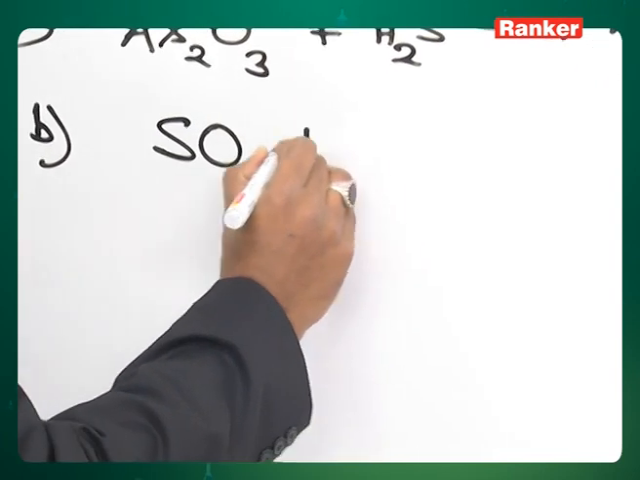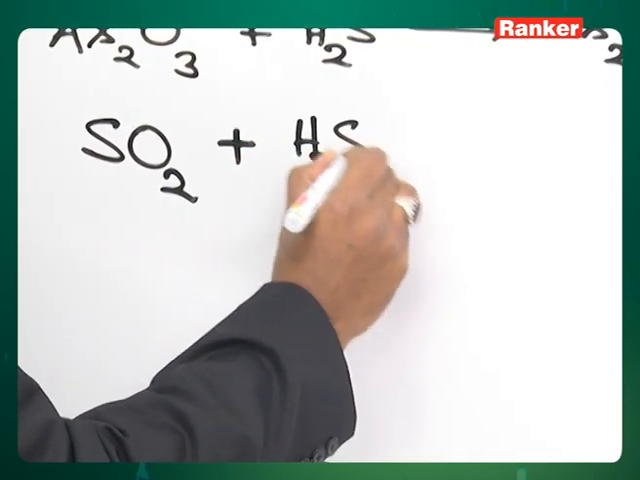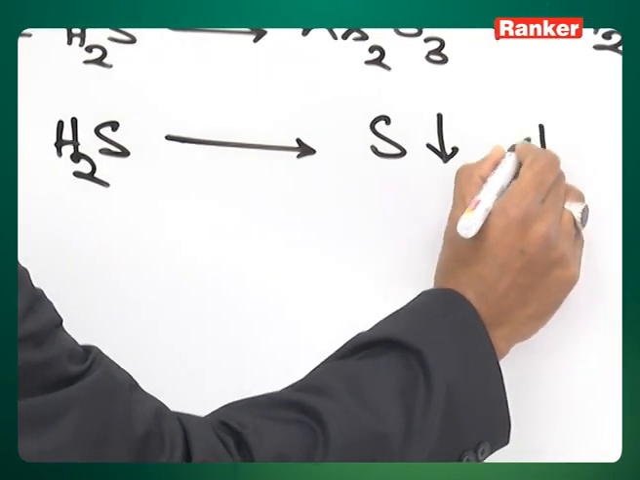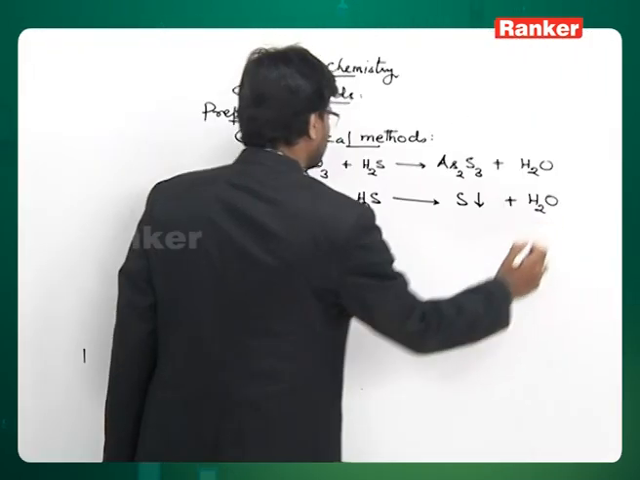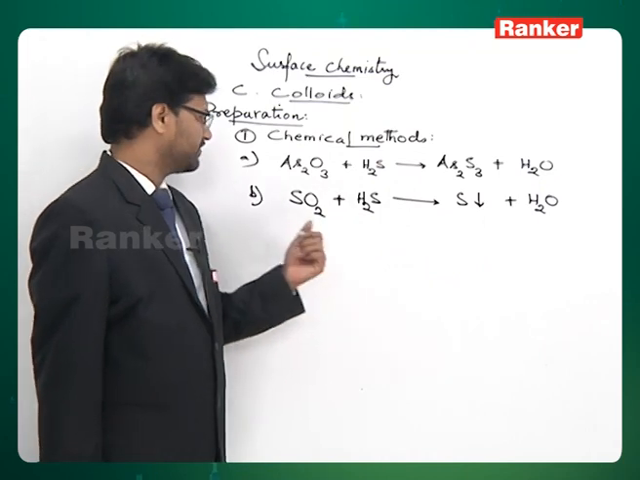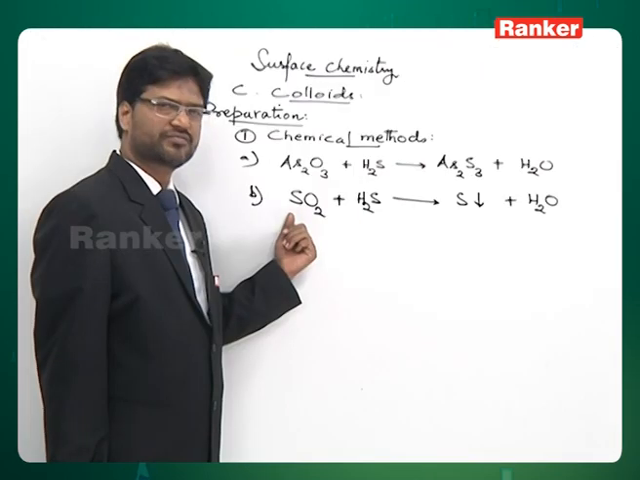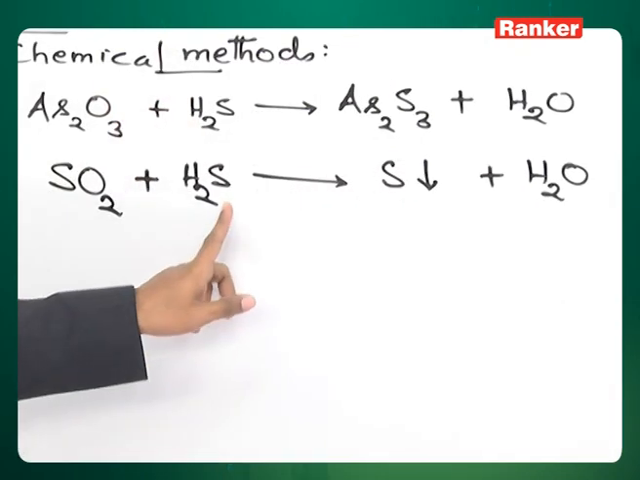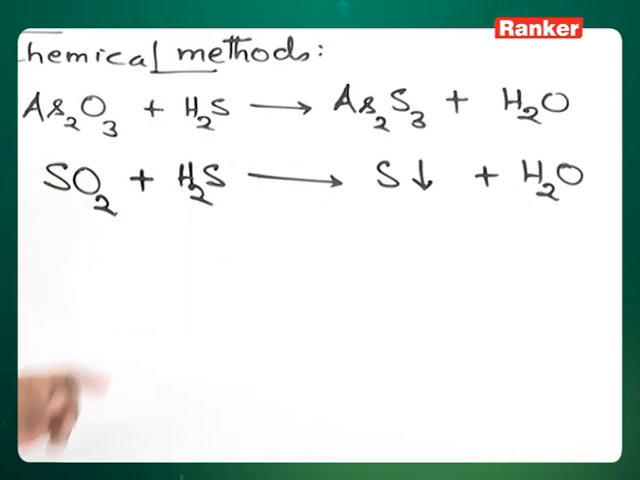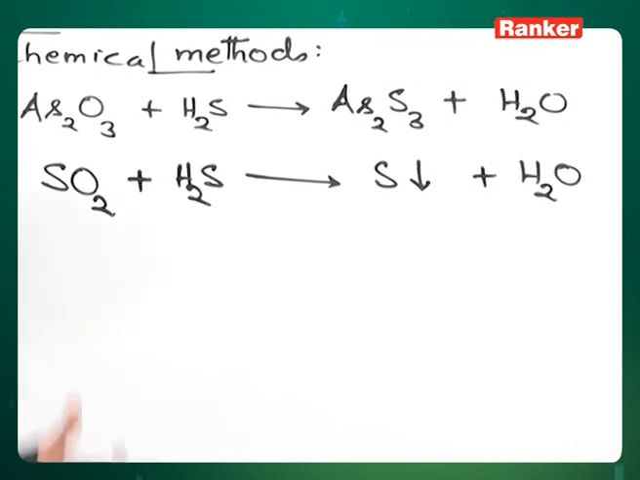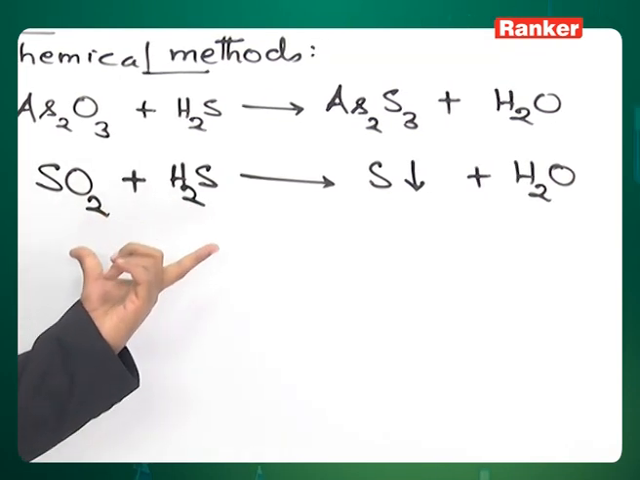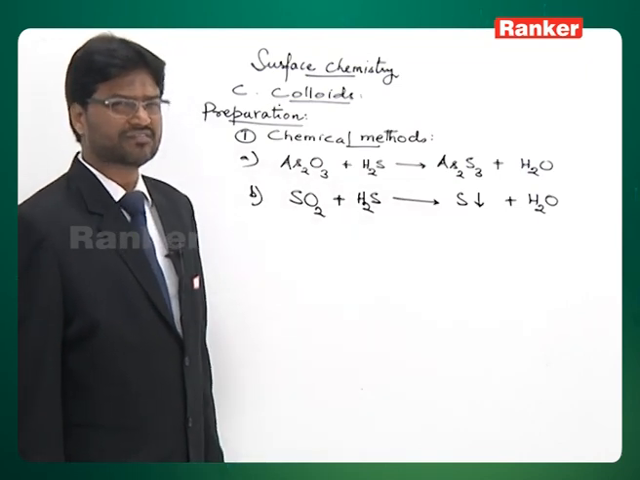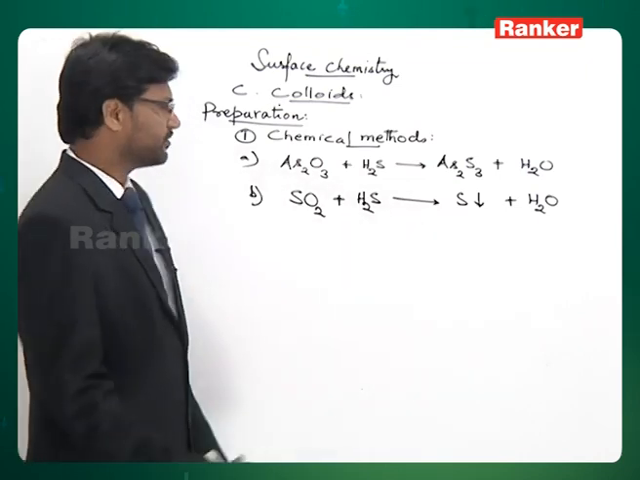Next, if you bubble SO2 gas and H2S gas in aqueous solution, you get sulfur sol. You can realize this is the case of comproportionation. Oxidation state of sulfur is +4 in SO2 and -2 in H2S. So this gets oxidized at the expense of this. These are atoms of the same element in different oxidation states. They arrive at one particular oxidation state, that is 0. So it's a case of comproportionation.